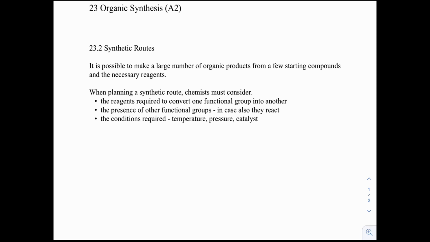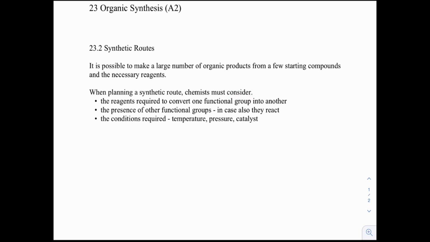Today, we are going to look at organic synthesis. The most important topic is the synthetic route. Well, it is possible to make a large number of organic products from a few starting compounds and the necessary reagents. When planning a synthetic route, chemists must consider a few important points.